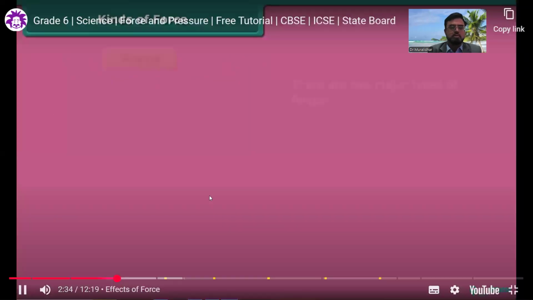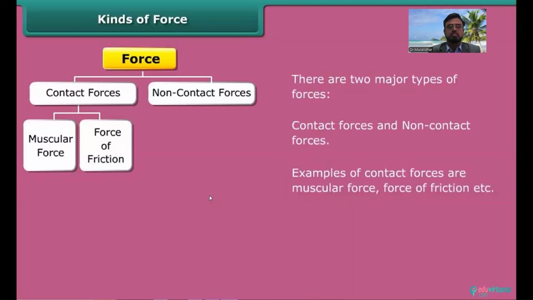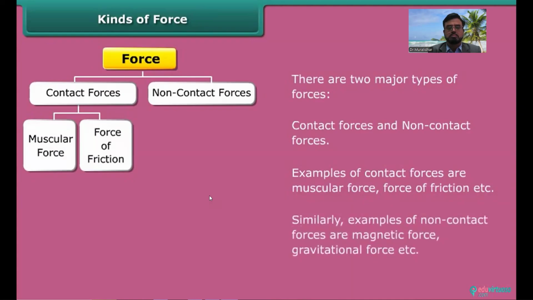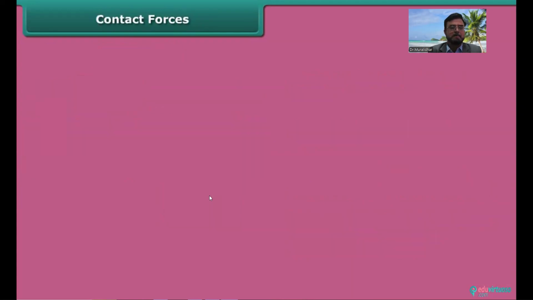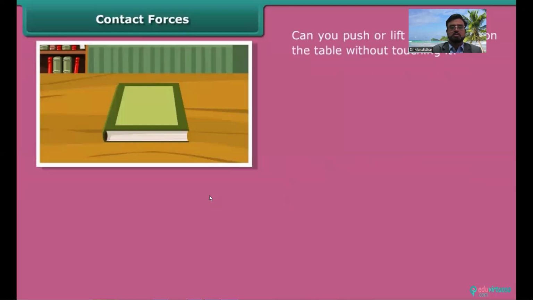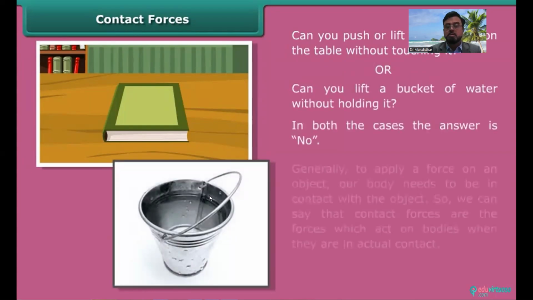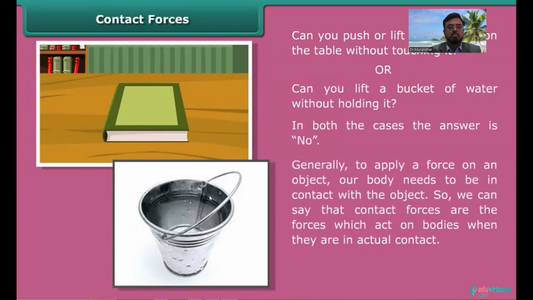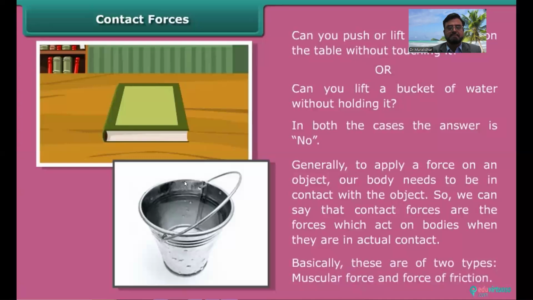Kinds of force. There are two major types of forces: contact forces and non-contact forces. Examples of contact forces are muscular force, force of friction, etc. Similarly, example of non-contact forces are magnetic force, gravitational force, etc. Contact forces. Can you push or lift a book lying on the table without touching it? Or can you lift a bucket of water without holding it? In both the cases, the answer is no. Generally, to apply a force on an object, our body needs to be in contact with the object. So we can say that contact forces are the forces which act on bodies when they are in actual contact. Basically, these are of two types: muscular force and force of friction.